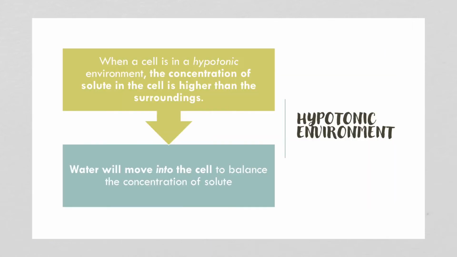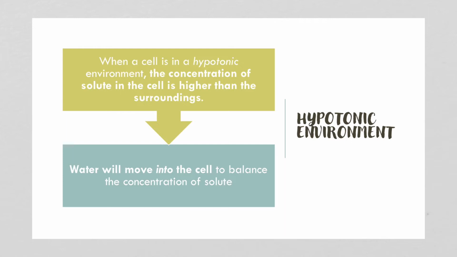There are three terms that we need to know when we're talking about osmosis: hypotonic environments, isotonic environments, and hypertonic environments. So the first one is the hypotonic environment.